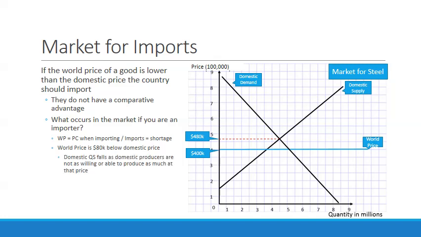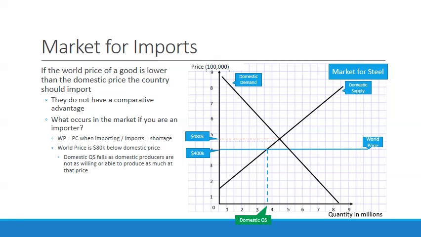Now the domestic quantity supplied falls, as domestic producers are not willing or able to produce as much at that price. When the price goes down, the amount that firms are willing or able to produce falls. And so you can see there that 400,000 causes us to fall from 4.5 million down to about 3.7.